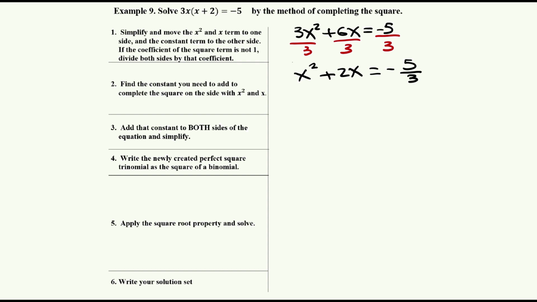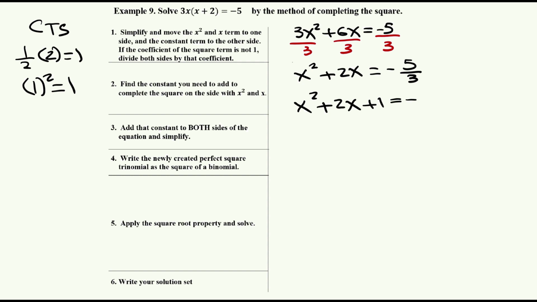So we end up with x squared plus 2x is equal to -5/3. Now we're going to go ahead to our CTS corner here and find out what we need to add to x squared plus 2x to make it a perfect square trinomial. We take 1/2 of 2, which gives us 1, and then we take the 1 and square it to get 1. So we need to add 1 to both sides.